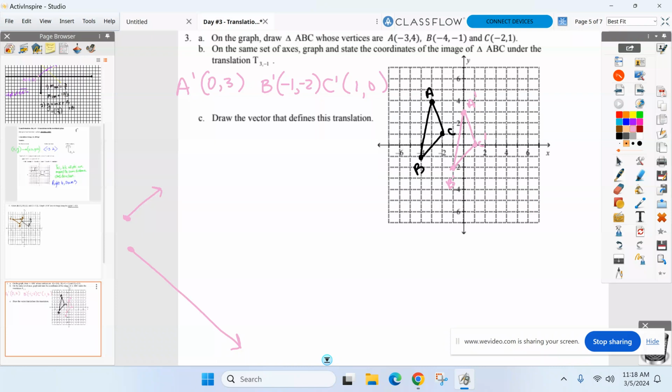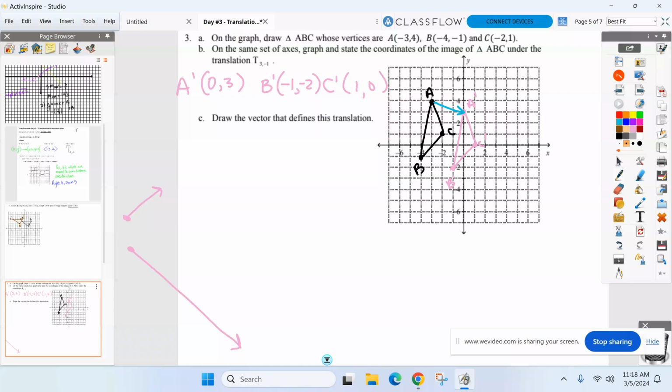Oh, so Josh is saying, wait a second. Why not just take one of the pre-image and draw it to the image point? Nice job, Josh. Way to go. So yeah, I could go from A to A prime. Everyone agrees? That's the distance we travel and the direction. I could go from B to B prime or C to C prime, but that's a vector.